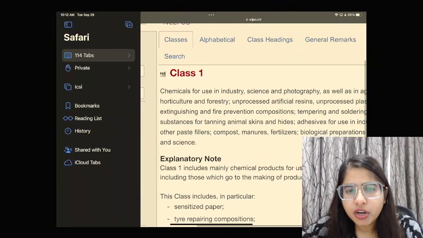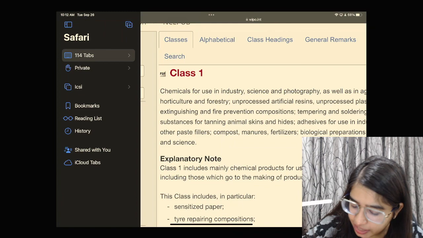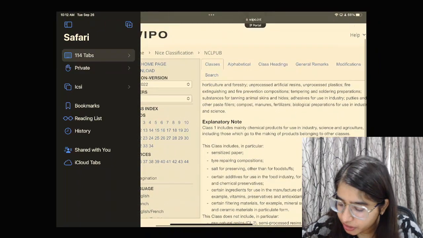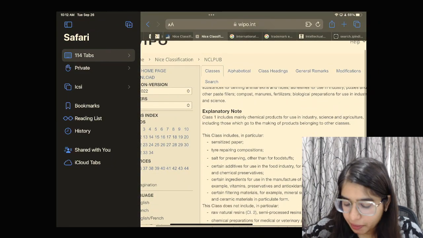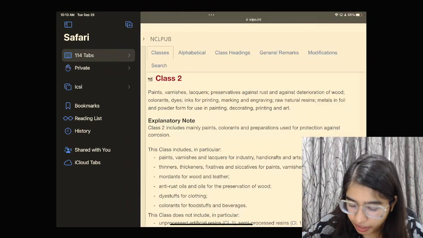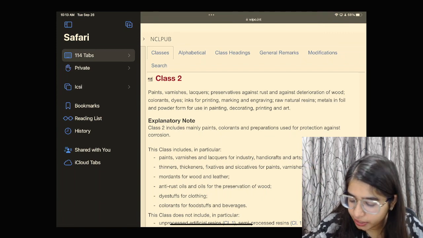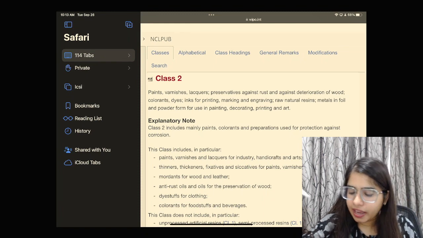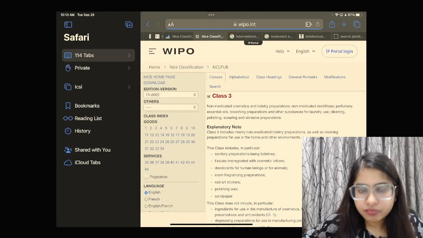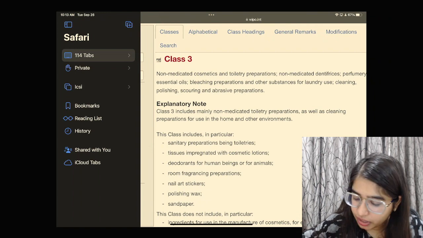So in class 1, what all will come? Chemical products will come: chemicals, science, photography, artificial resin, horticulture, forestry, fertilizers, biological preparations. All this will come under class 1. Now let's see class 2. Class 2 has paints, varnishes, lacquers, dyes, ink for printing, engraving, raw material, and so on. Let's see category 3. Category 3 has non-medicated cosmetics and toiletry products, laundry products.